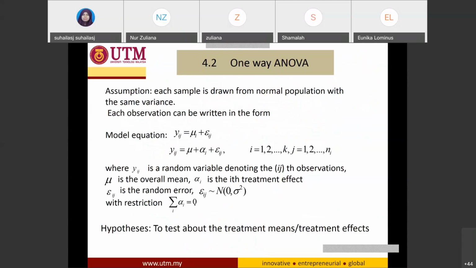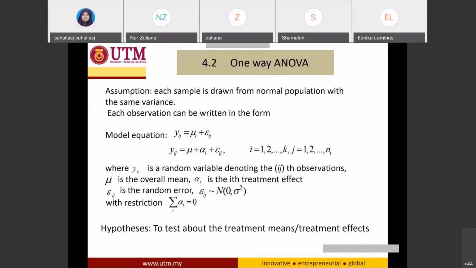Okay. So in one way ANOVA, the assumption that we need. Apa dia punya assumption dia? So each sample is drawn from a normal population, taburan normal, with the same variance, ataupun with common variance. You assume that populations are independently and normally distributed with the same variance.